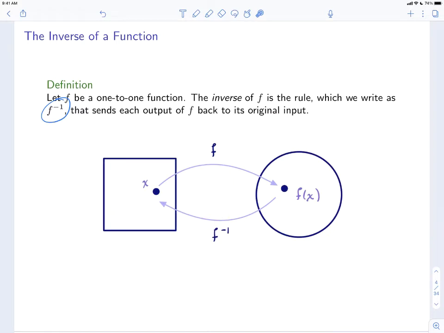Don't be thrown off by this negative 1. F to the negative 1 doesn't mean 1 over f. It's just a way of writing f inverse. It's the thing that undoes f.